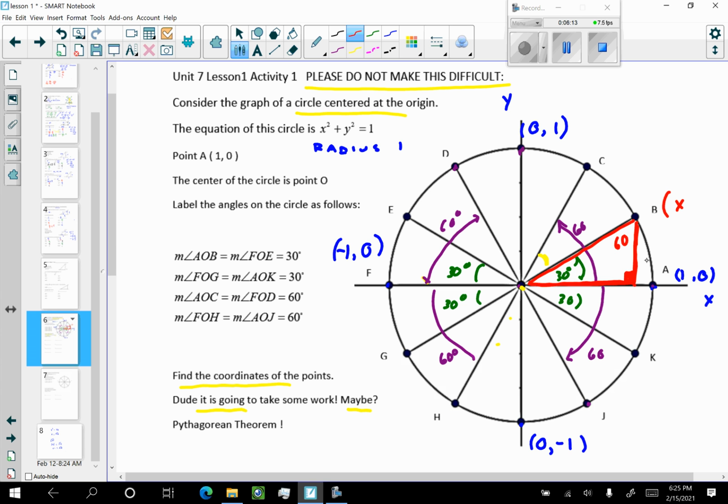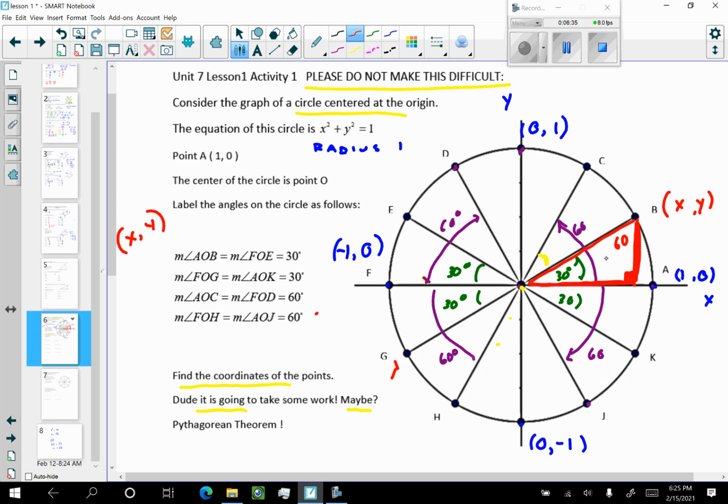Don't forget how to plot a point xy. Heavens to Betsy, you learned how to do that in the 5th grade. So you go over x, and you go up y. So what I want to do is find the actual values, and I claim that I can find the actual value for x and y.